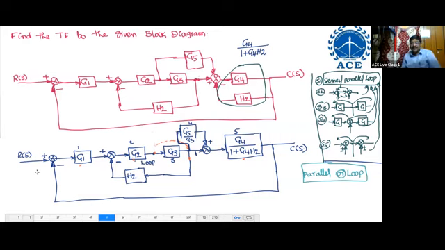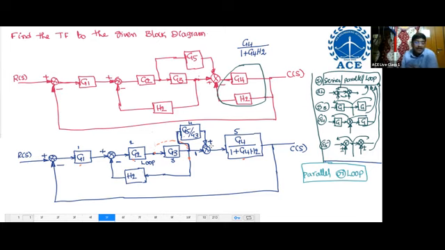This is one method, by making G2, G3, H2 a loop. But for example, I don't want a loop, I want a parallel combination. This is one method. What is this block gain? G5 by G3. Now what happened? Now simplify this and get the answer.